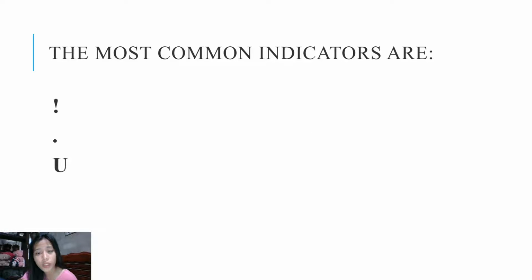So the most common indicators are the signs that you see in the picture. So the first one indicates a receipt of an ICMP echo reply message. So that one indicates a time expired while waiting for an ICMP echo reply message. And then for the U, an ICMP unreachable message was received.